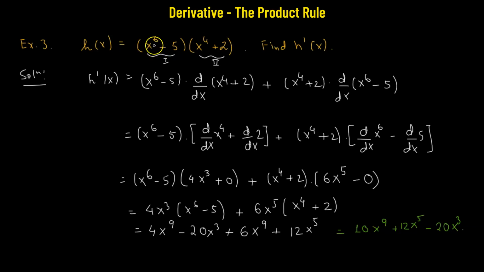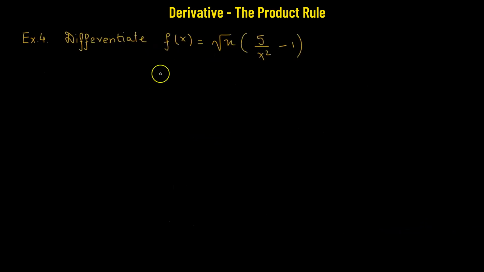There is also another way we can do this. Before taking the derivative, we can distribute x raised to the power of 6 minus 5 with x raised to the power of 4 plus 2. That means we can multiply the two functions, and then take the derivative, which should also give us the same result. So I'll leave this as an exercise for you to try out. So let's move on to the next problem.